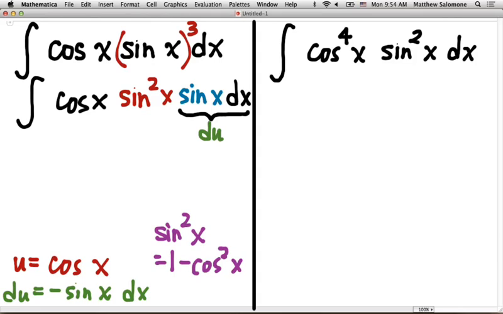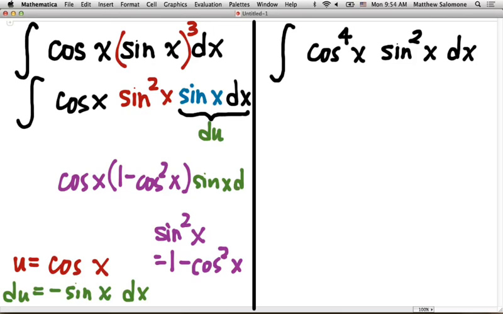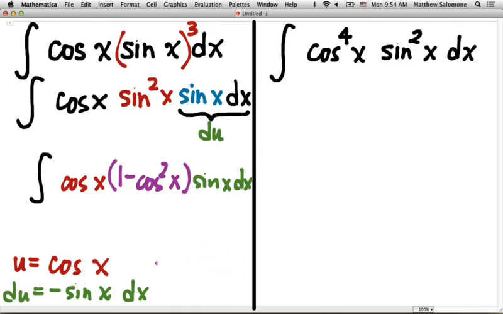And so I can use that to turn my integrand into 1 minus cosine squared x times, out in the front, cosine of x. And then I have sine of x dx out in the front, and I'm integrating that with respect to x. But now, what have we gained? We've gained the fact that we can express everything in terms of u and du. So out in the front, cosine of x turns into just u. So this becomes the integral of u. What does 1 minus cosine squared of x turn into? 1 minus u squared. And then sine of x dx.